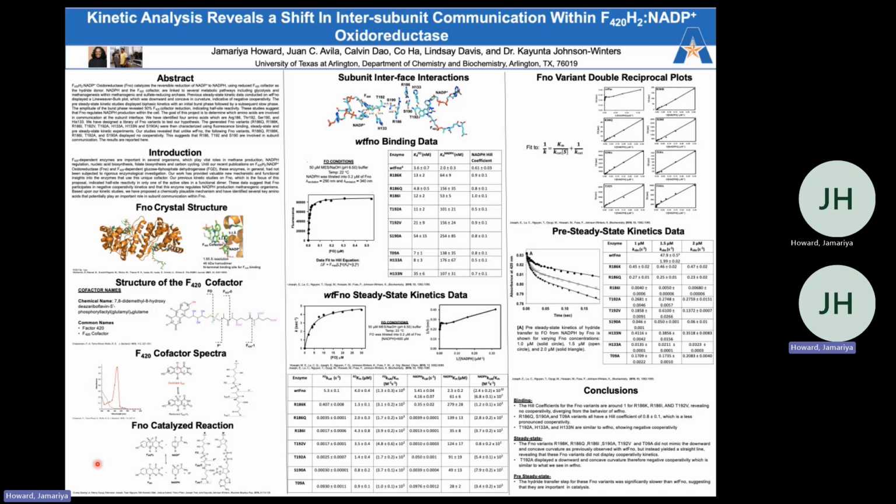FNO catalyzes the reversible reduction of NADP to NADPH. The reduced cofactor transfers a hydride from the 5th position over to the 4th position on NADP, producing NADPH and oxidized cofactor. This is an expanded view of the subunit interface.